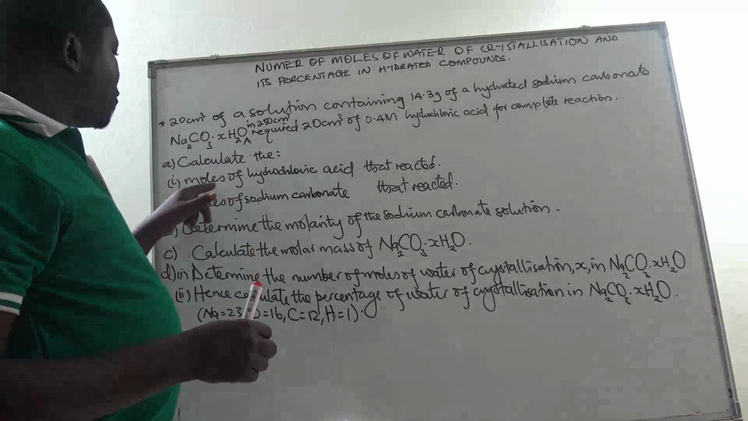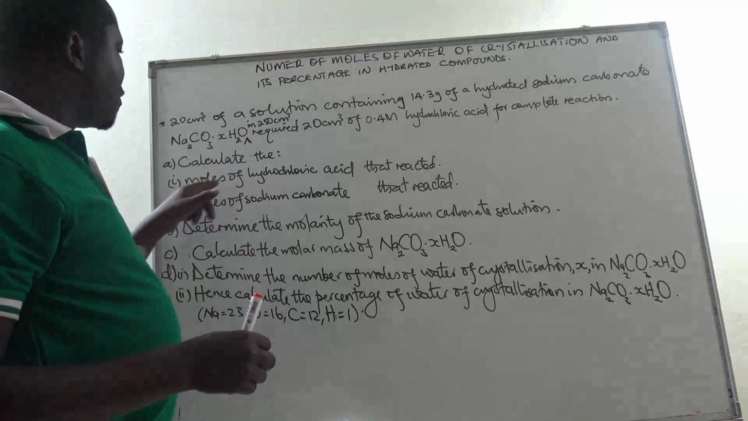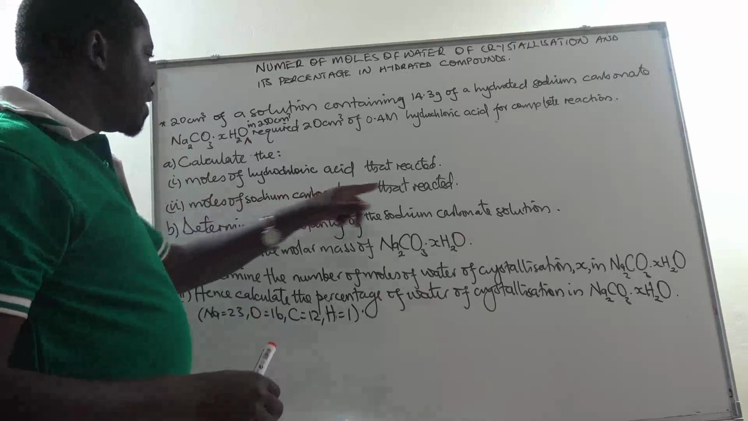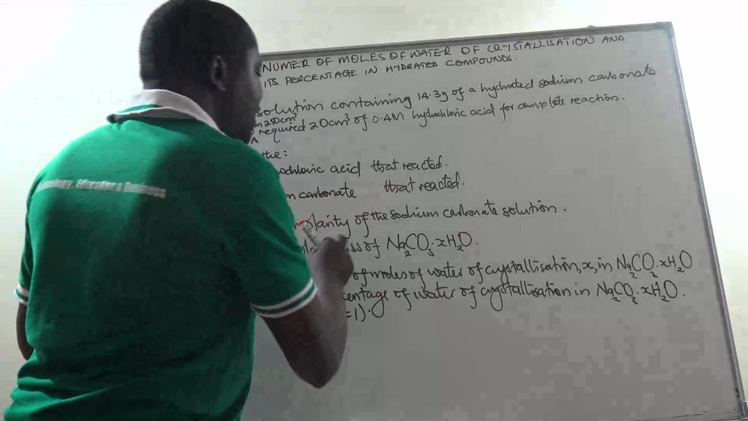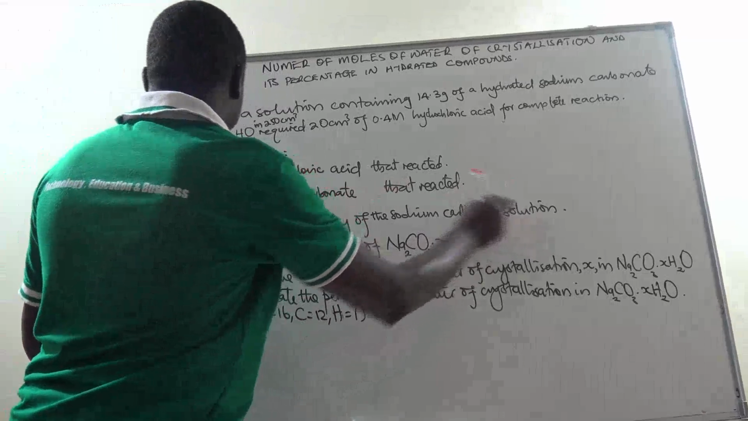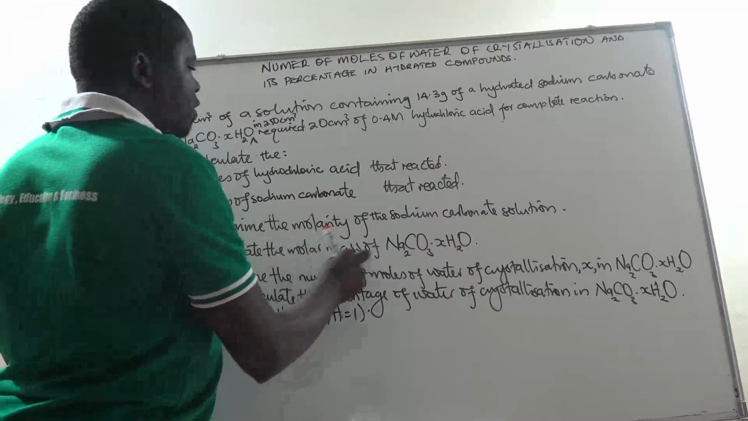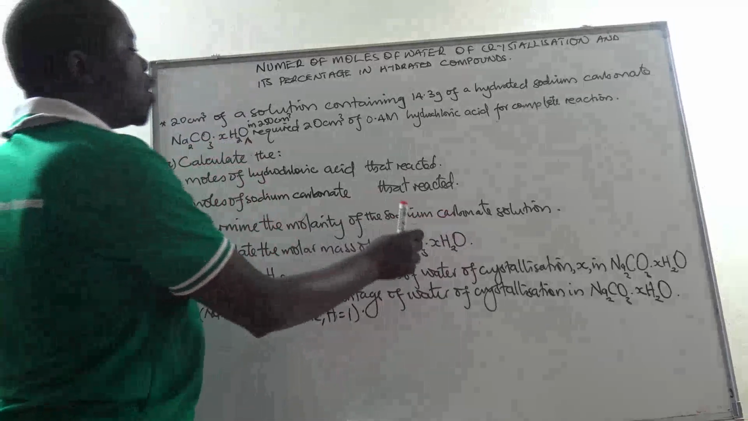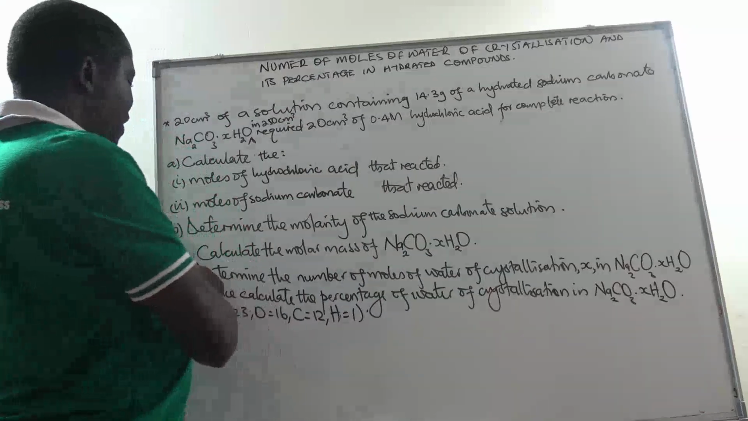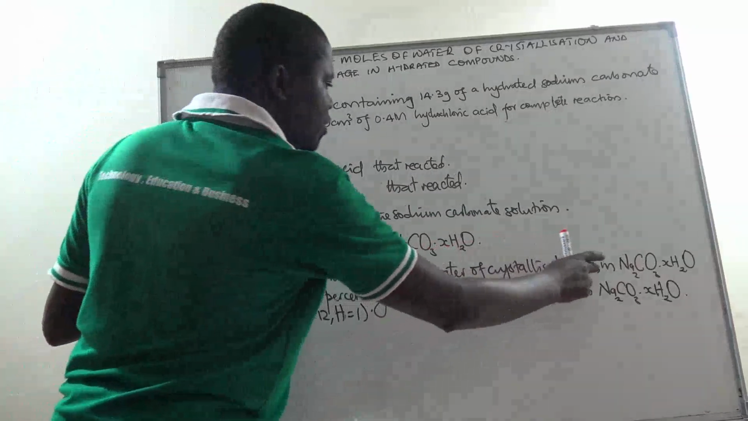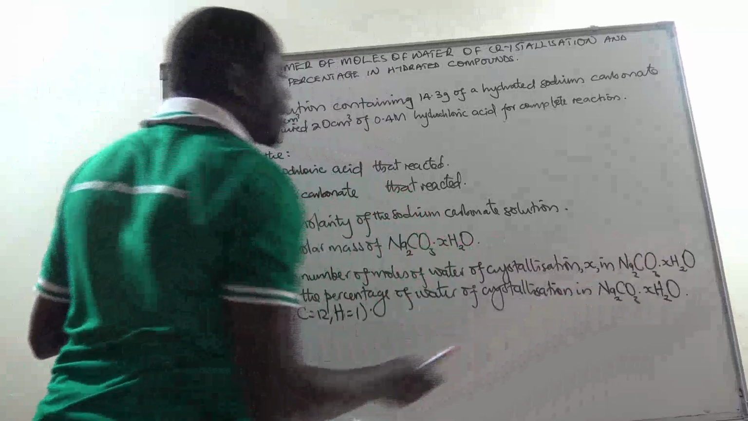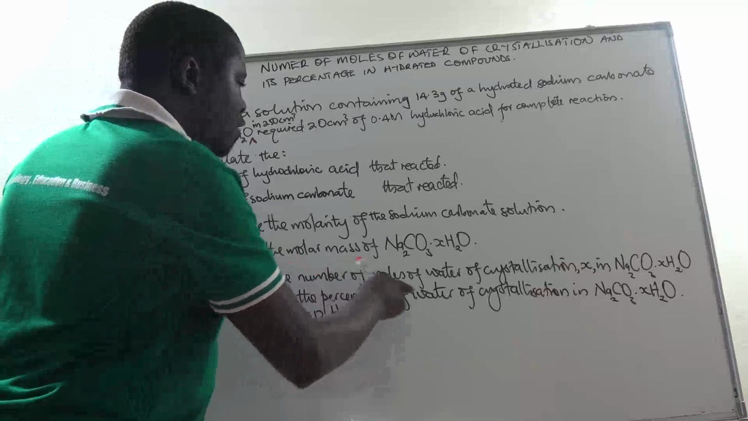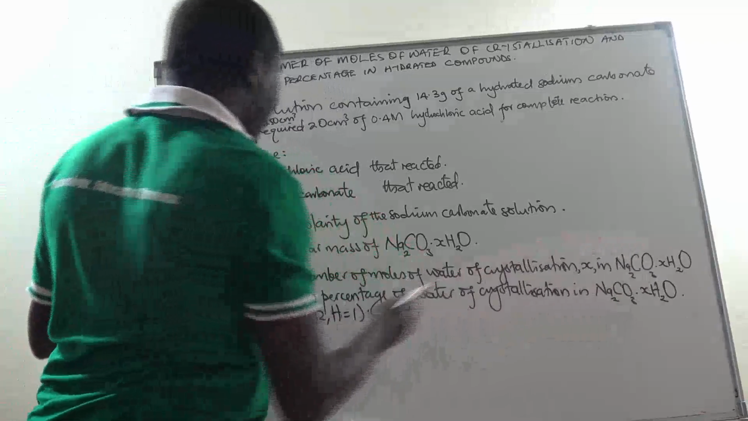We get the number of moles of hydrochloric acid that reacted. Then we get the number of moles of sodium carbonate that reacted and determine the molarity of the sodium carbonate solution. Then we calculate the molar mass of hydrated sodium carbonate, that's the mass of 1 mole, molar mass. Then we determine the number of moles of water of crystallization, X, in this compound, that's in the hydrated sodium carbonate. And then we calculate the percentage of water of crystallization in the hydrated sodium carbonate.